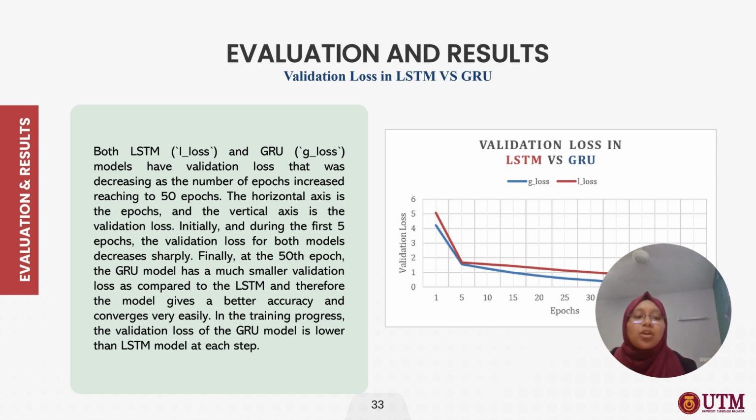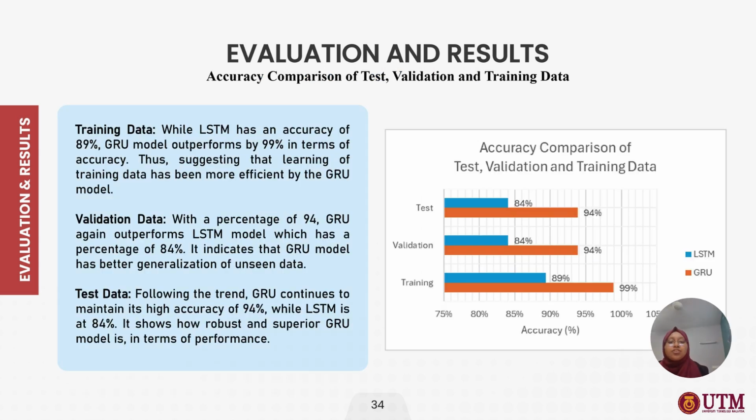And for the validation loss between LSTM and GRU, the graph is plotted with the x-axis as the 50 epochs and the y-axis as the validation loss. We can see that at the 50th epoch, the GRU model has a smaller validation loss as compared to LSTM. Therefore, the model will give a better accuracy and converge very easily, and the validation loss of the GRU model is lower than the LSTM model at each step.